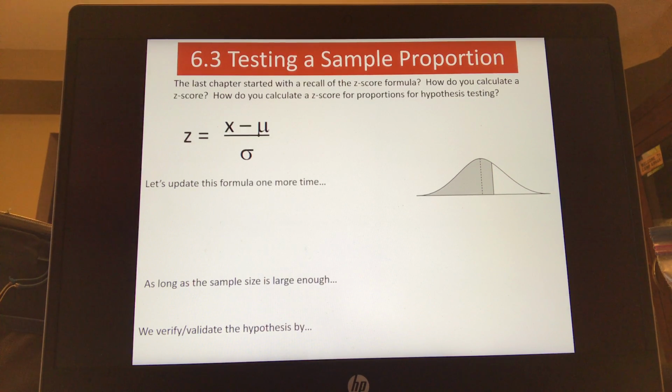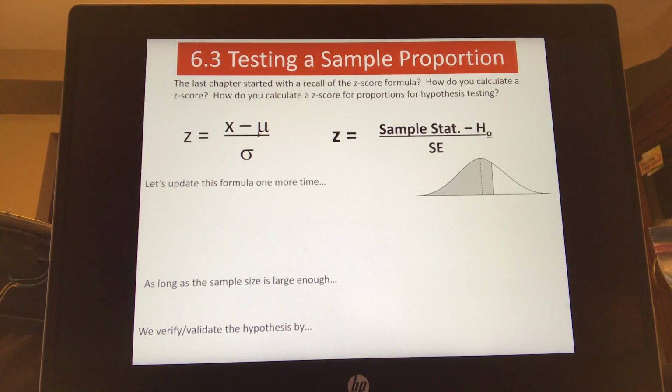The other question here, how do you calculate a z-score for proportions? If you just tweak this a little bit, you think about if we're doing a hypothesis test, where's the center? Mu is the center. Where's the center for a hypothesis test? And of course, you probably remember that's the null. And when we're talking about standard deviation of this, what do we call that when it's a sampling proportion? We call that the standard error.